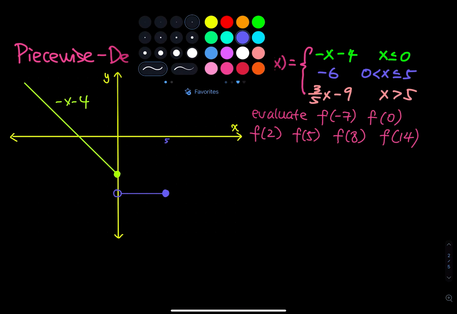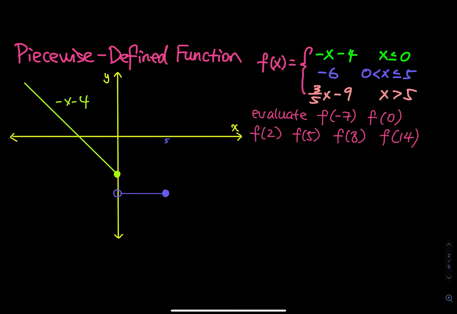And then the last piece we have 3 over 5 x minus 9, right? And that's when x is greater than 5. So when x is equal to 5, what do we get? We have 3 minus 9, which is equal to negative 6, all right? And that means we start right over here.